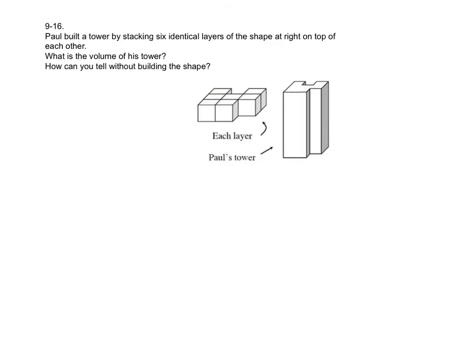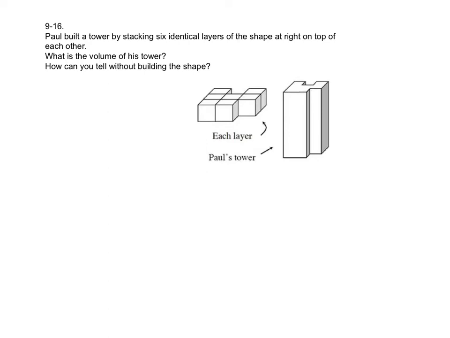Okay, so now we're going to take a look at the first question that is going to be in your assignment, 9-16. It says, Paul built a tower by stacking 6 identical layers of the shape below on top of each other. What is the volume of this tower? Before we get into that, we should talk a little bit about what volume is. Volume is just how much space some three-dimensional figure will take up.